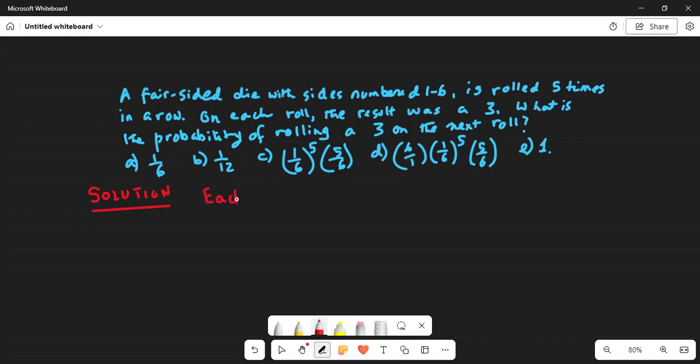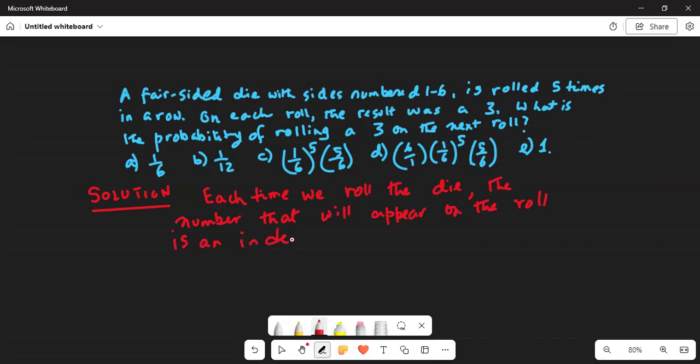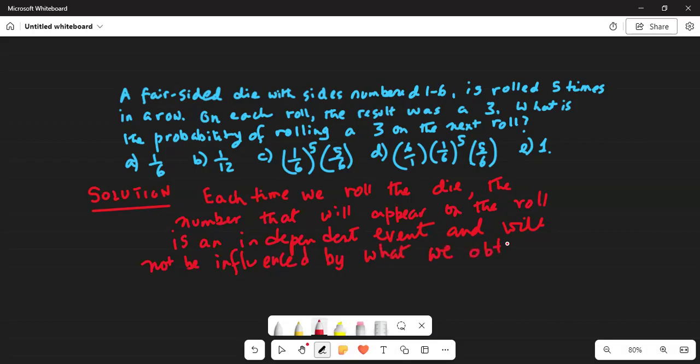Each time we roll the die, the number that will appear on the roll is an independent event, and will not be influenced by what we got in prior rolls, what we obtained in the prior rolls.